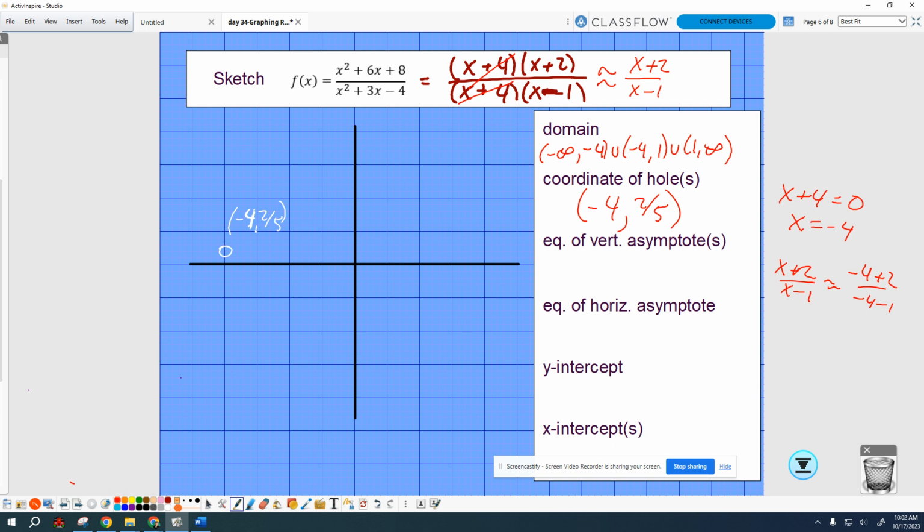Where's my vertical asymptote? Or do I have 2? X equals 1, and that's the only one. Why is that the only one? Why don't I also have a vertical asymptote at x equals -4? Because that one was already taken. That one became a hole, so it's gone. So x equals 1 is my only vertical asymptote.